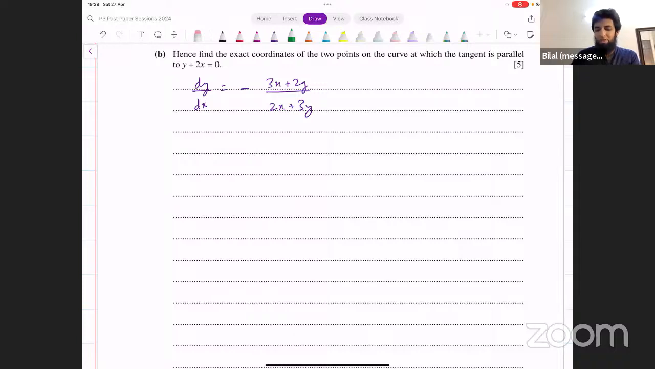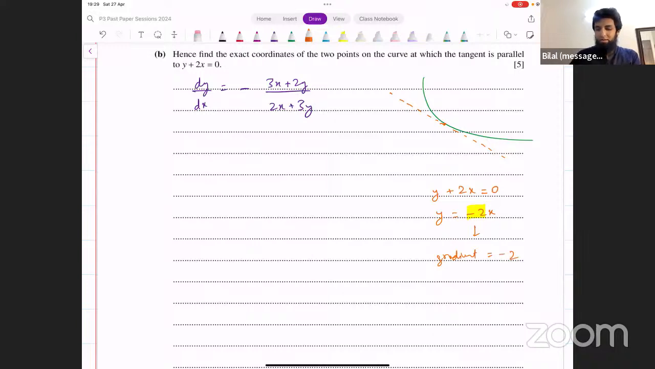So let's say the curve looks something like this. There is going to be some point somewhere at which they're saying the tangent is parallel to this line. What's this line? The line is y plus 2x equal to 0. What's the gradient of this line? Can we find the gradient of this line? Let's convert it to standard form. It becomes y equals minus 2x. The gradient from this turns out to be minus 2. That's the gradient of this line.